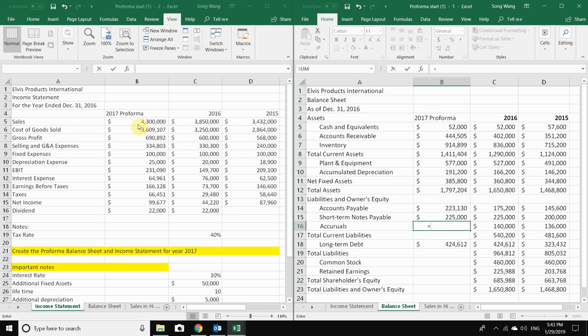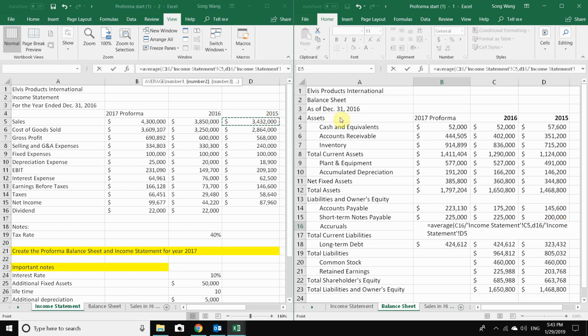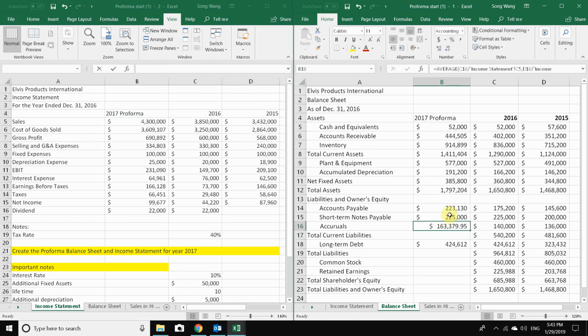And you're going to use the same method again for accruals. So this accrual of 16. Oh, sorry, this should be average. The accruals of 16 divided by sales of 16, okay, comma, accruals of 15, which is D16, okay, divided by sales of 2015, and then the average will be multiplied by the sales of 17, okay, so on and so forth.